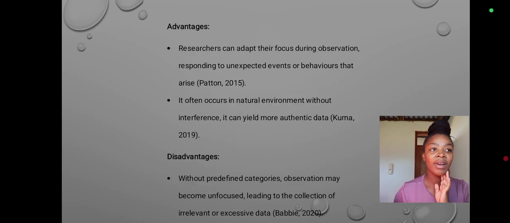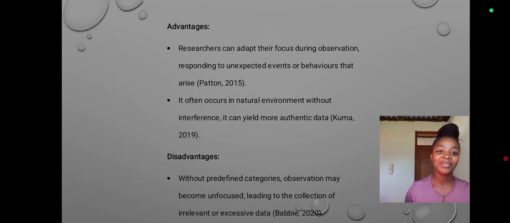Moving on to the advantages of unstructured observation. Firstly, researchers can adapt their focus during observation, responding to unexpected events or behaviors that arise. Secondly, it often occurs in a natural environment without interference. It can yield more authentic data.